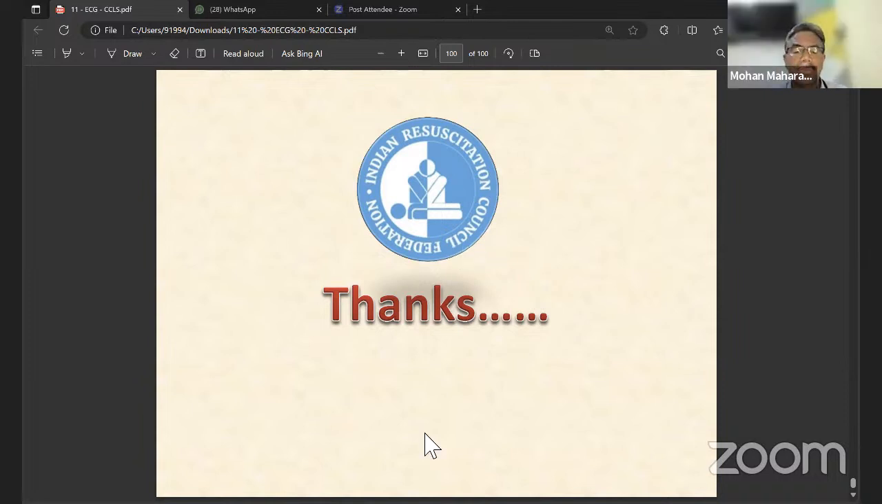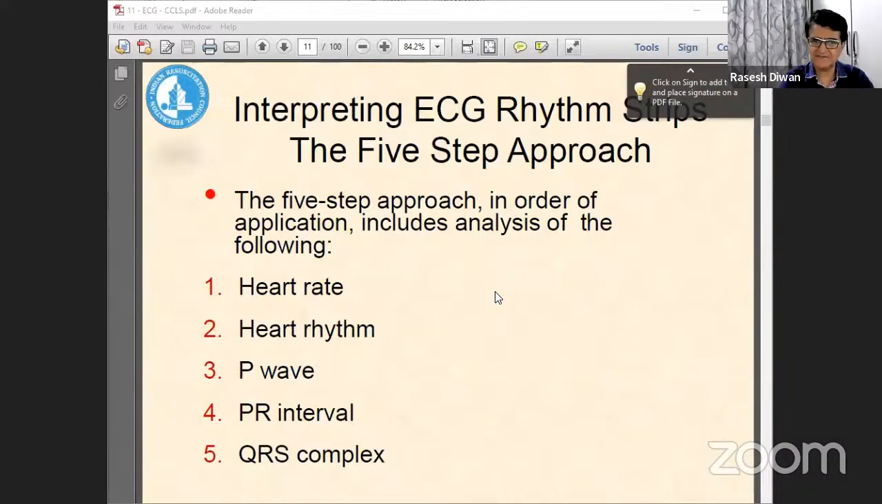Sure. And the important thing is, for identifying any rhythm, these 5 points are very important. Students, please understand, this scheme of assessment of an ECG is: what is the heart rate, how is the rhythm, how is the P wave, what is the PR interval, and how is the QRS complex. By answering these 5 questions in 10 seconds, you can identify the arrhythmia, come to a conclusion, and decide your strategy for how to manage. So now we go to the next lecture.